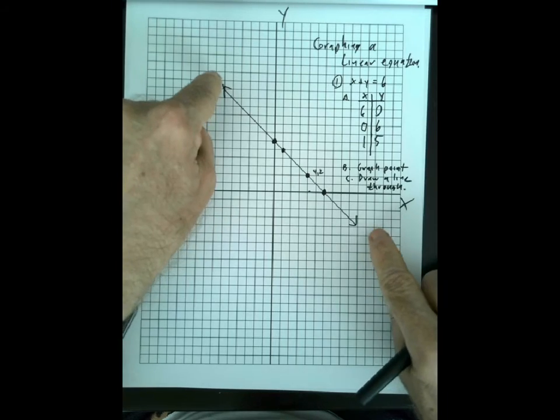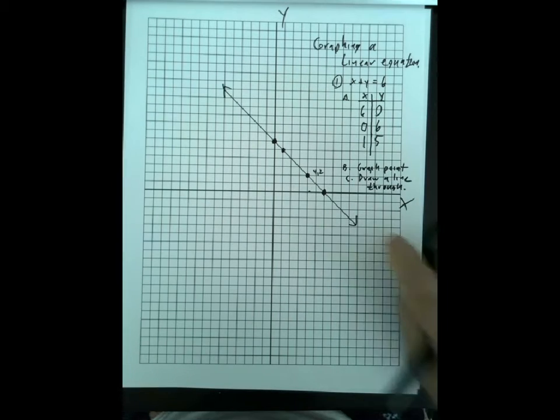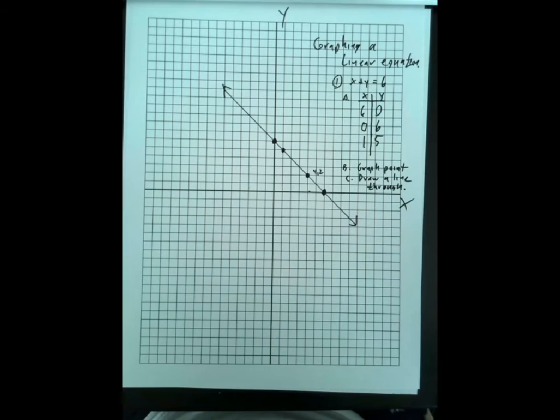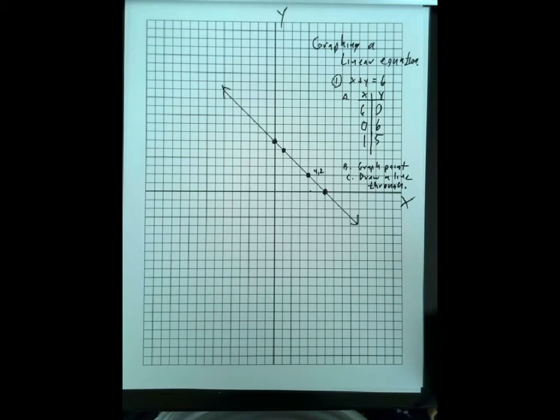Put an arrow on the end to show that the numbers, that line, and the ordered pairs that are on that line can just keep going, big as we want or as small as we want. Okay, so that's how that works.